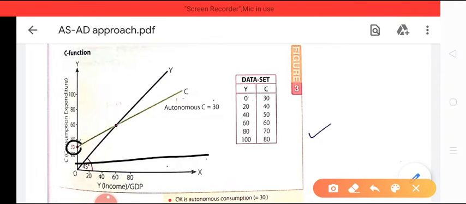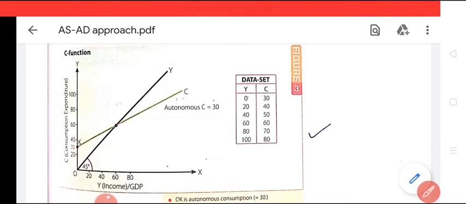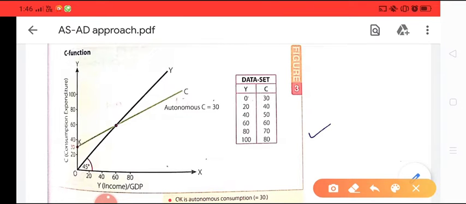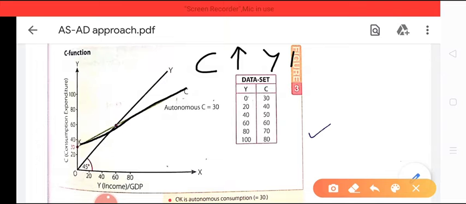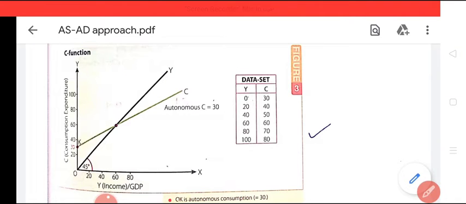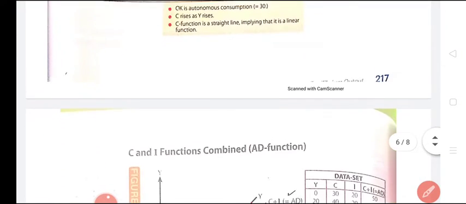Investment is constant. This is what we learned in the previous figure. Therefore, now to denote C, because the relationship between income and consumption is positive, it starts from 30 at zero level of income. Autonomous consumption is 30, and accordingly as the income increases, consumption is also going on increasing. This is showing the positive relationship between consumption and income in the economy. So this is how we draw the consumption function.